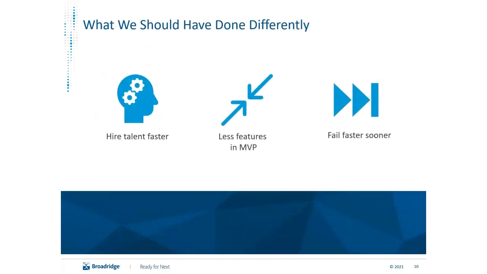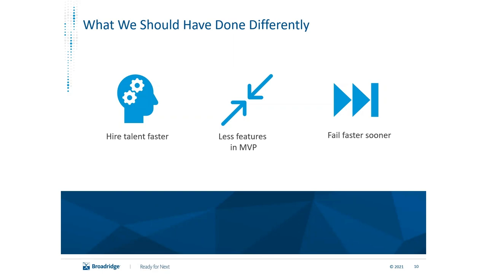So a couple of things. If we look at what we should have done differently, one thing I would say is we should have hired talent faster. When we initially started with Kubernetes, we did some training, we took some online courses, a bunch of reading and Googling. But if we were to do it again, I would say we should have brought the people in with the knowledge sooner, and that would have helped the project along faster.